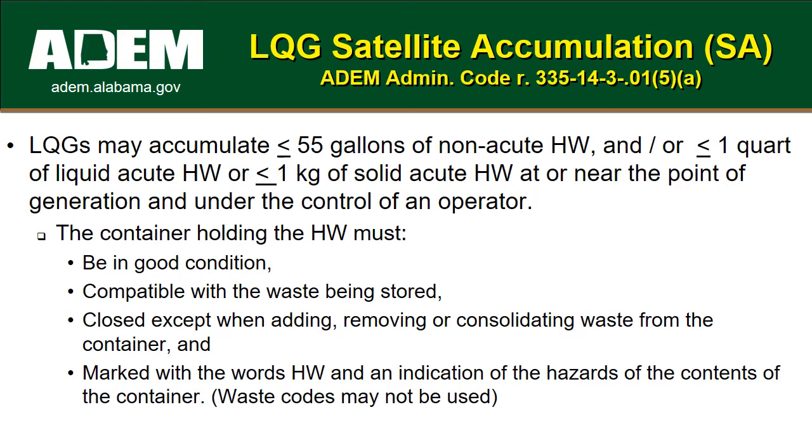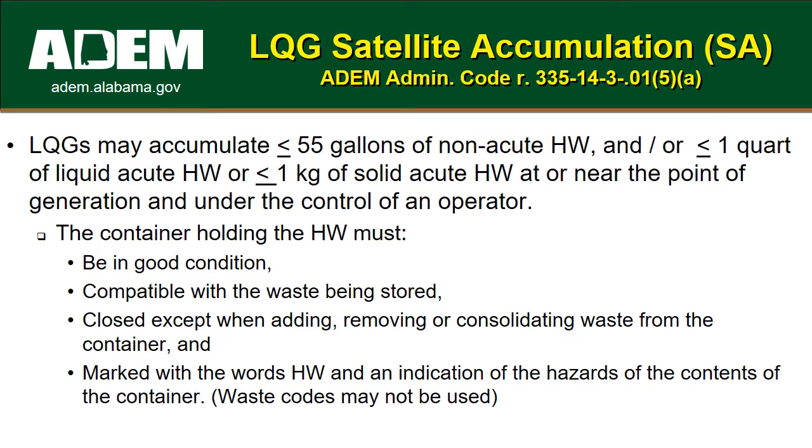Large quantity generator satellite accumulation. Large quantity generators may accumulate less than or equal to 55 gallons of non-acute hazardous waste and/or less than or equal to 1 quart of liquid acute hazardous waste or less than or equal to 1 kilogram of solid acute hazardous waste at or near the point of generation and under the control of an operator.